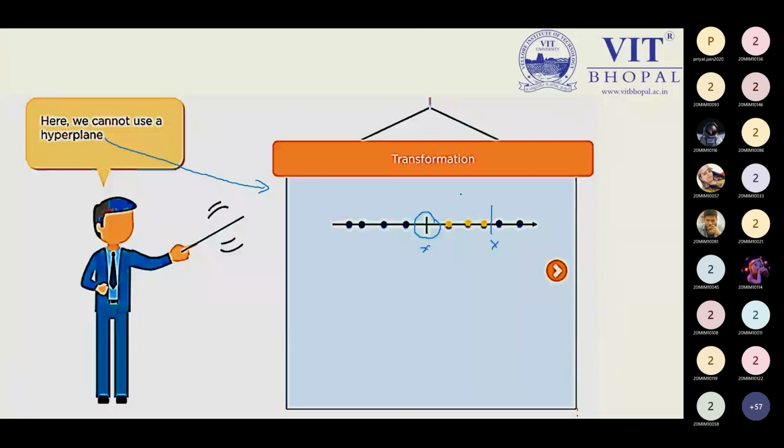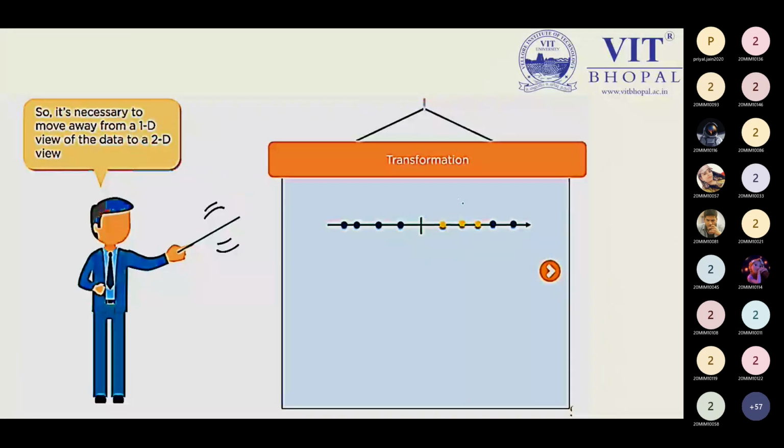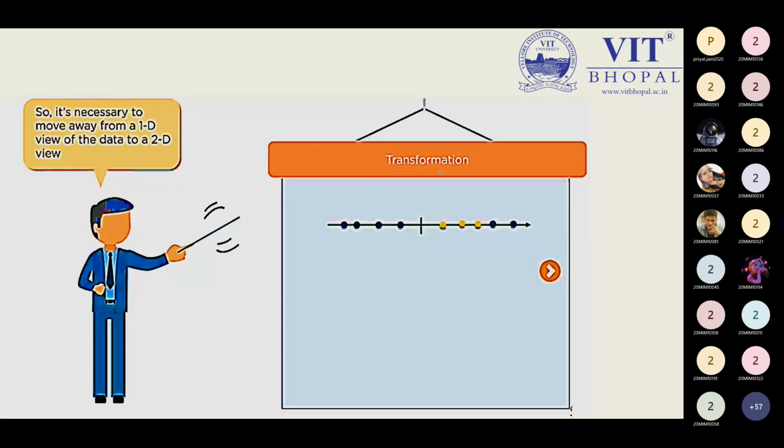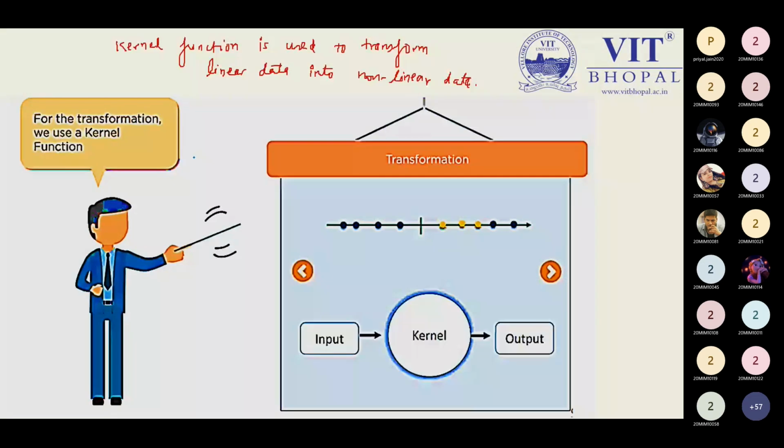So it is necessary to move away from the one dimension view of the data into the two dimension view. Here we have a transformation, and this transformation is done by using a kernel function. The kernel function is used to transform linear data into non-linear data. So we have to use a kernel function, and that is the beauty of the kernel function in the support vector machine.